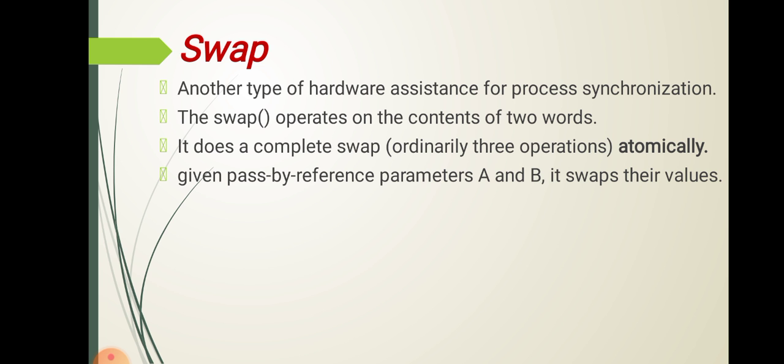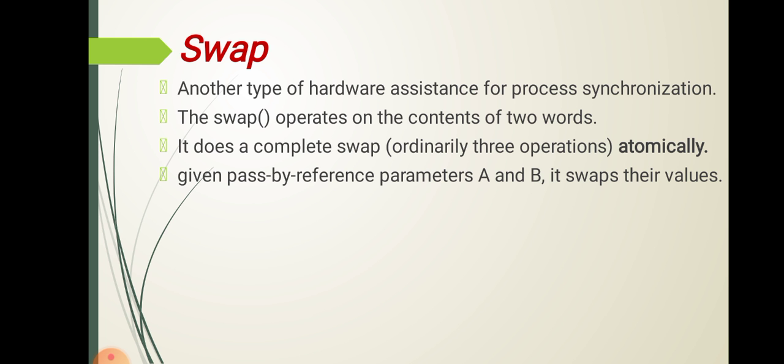As we know, swap is nothing but exchanging the values of two variables. Swap is an instruction that atomically exchanges or swaps the contents of two words. So it is another type of hardware process synchronization. The swap operates on the contents of two words. So how is the swapping going to be done here? One more thing is, it completes the swap atomically. Atomically is nothing but without interruption by any other process.